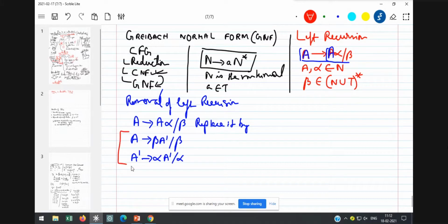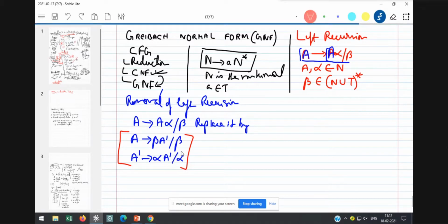Right now, I'll start taking the example. I'll just start the example. So within that example, I'll explain these things. Okay. So don't worry. Now let me take one example.